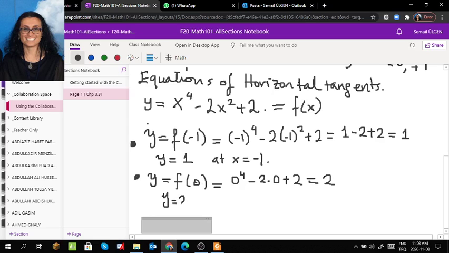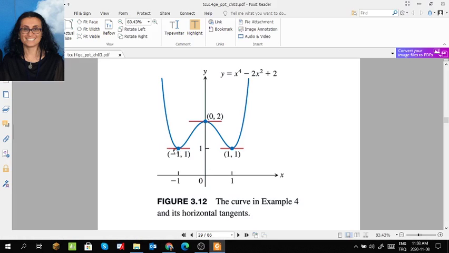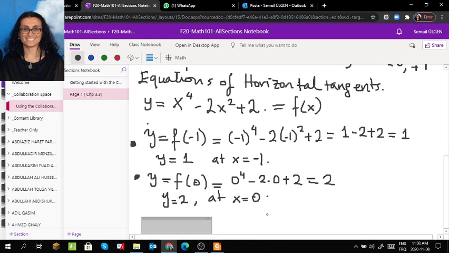Y is equal to 2 at x is equal to 0. So I have just found the equation form of y is equal to 1, my horizontal tangent line. Y is equal to 2 is my second horizontal tangent line, and I'm gonna find my third one right now.